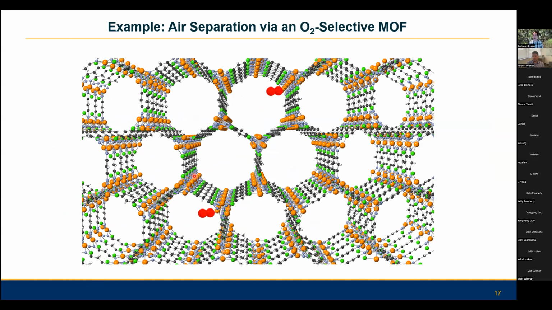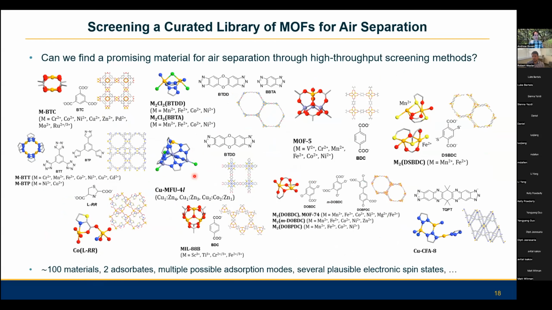So it's selectively binding the oxygen. And then nitrogen flows through, you can collect that and do with it what you like. And if the binding strength of oxygen is just right, you can heat up that framework material and pop off the oxygen and collect that separately. And then repeat that cycle over and over again. And so the question is, how can you find a material that does that?